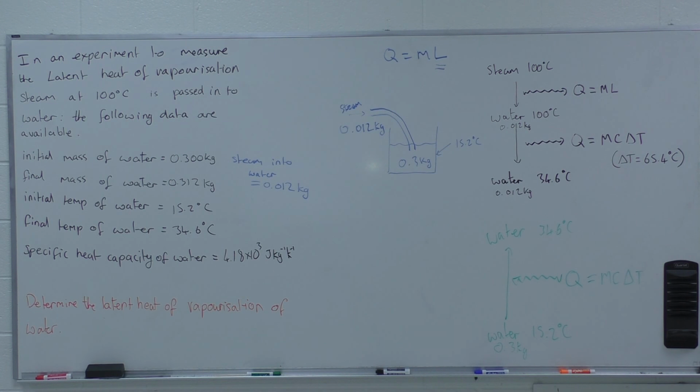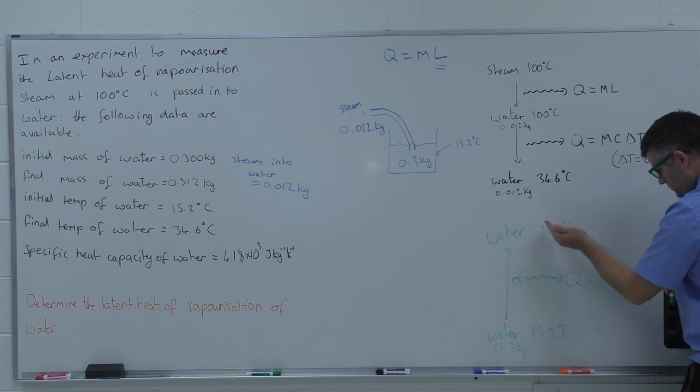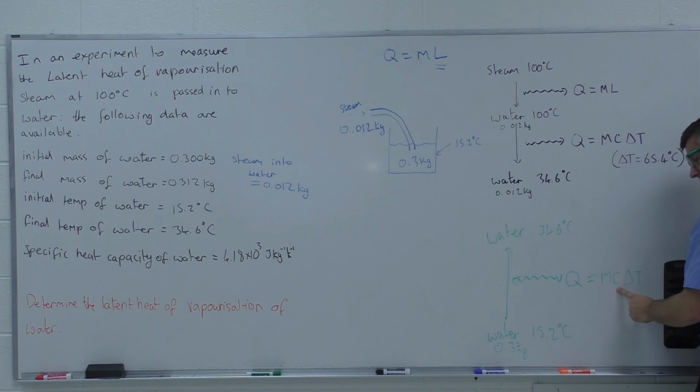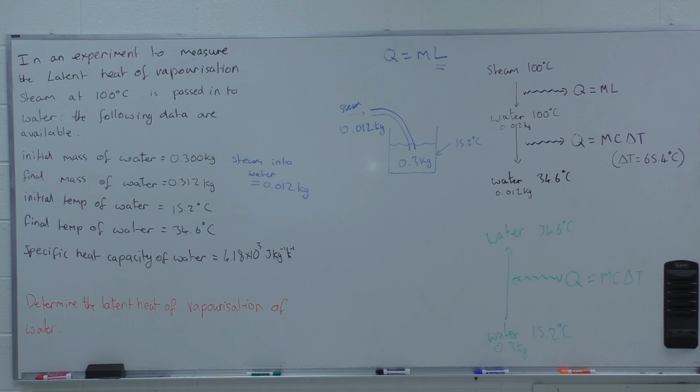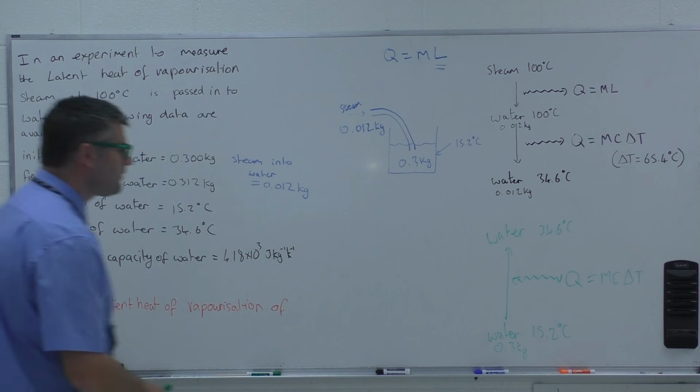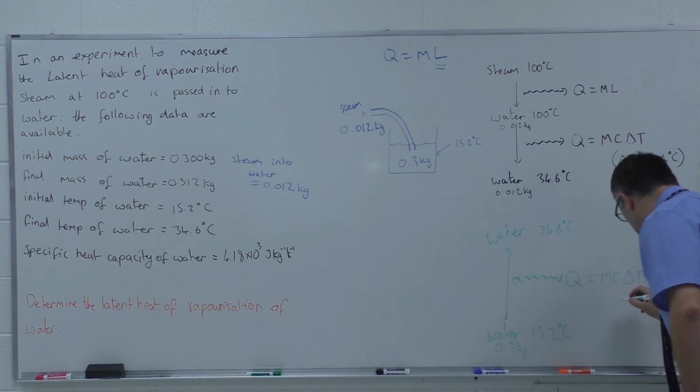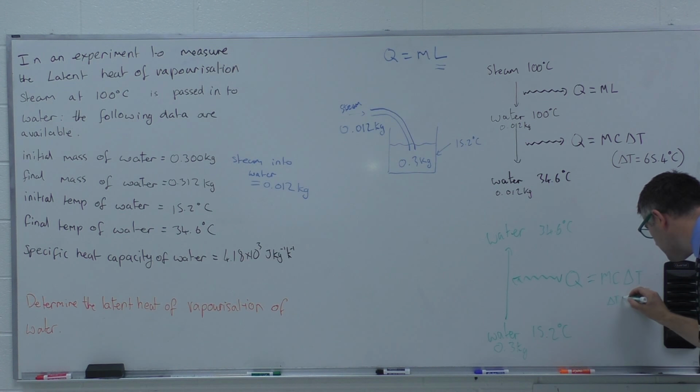Now let's think about that very carefully, about what's going on here. We know the mass of this water. We know the specific heat capacity. We know the change in temperature. The change in temperature can be found by the difference between those two, which is 34.6 take away 15.2, which gives you 19.4. So the change in temperature is 19.4.